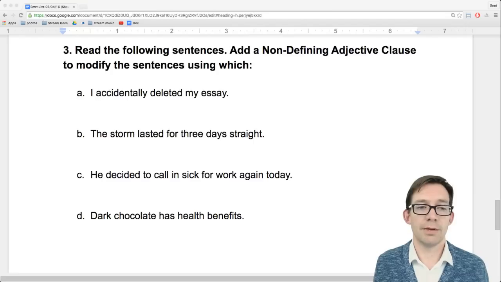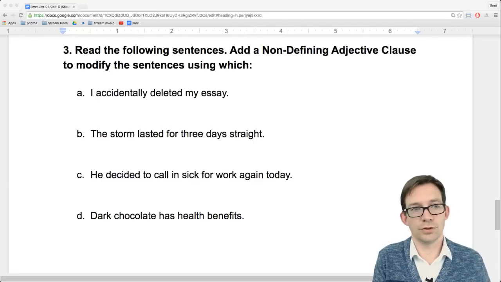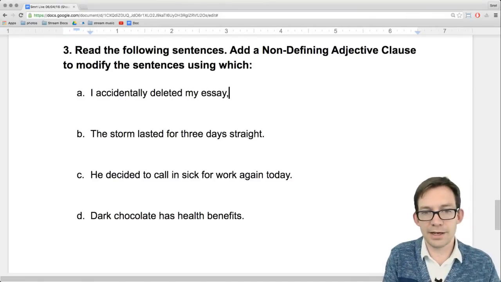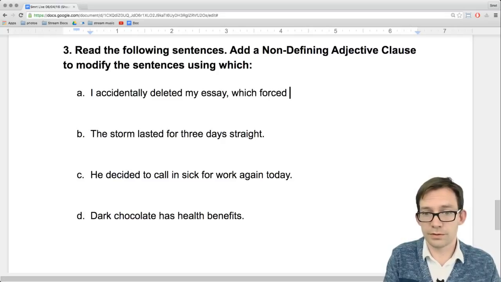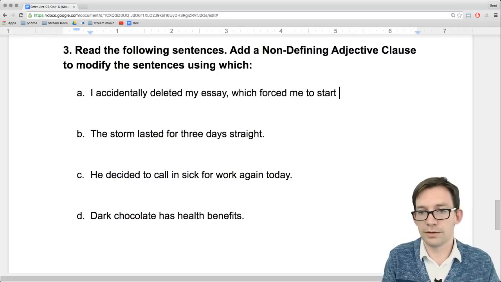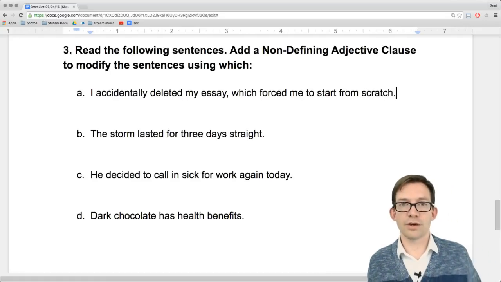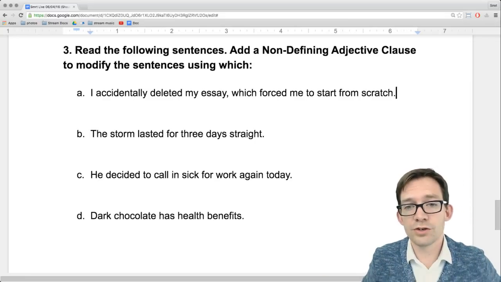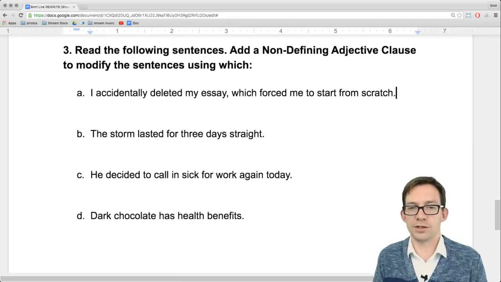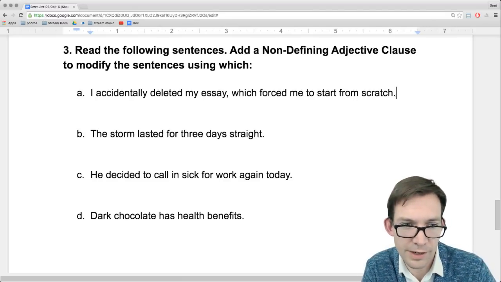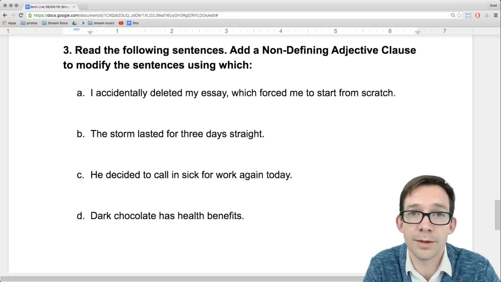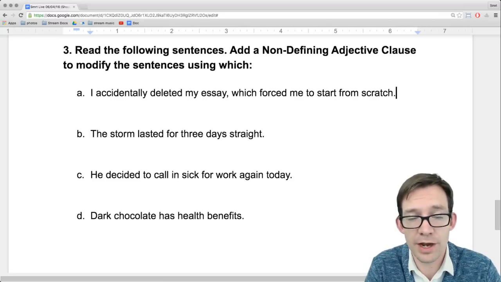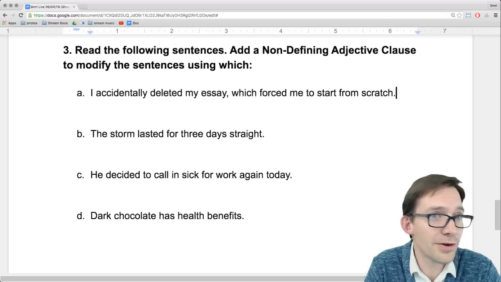So, I accidentally deleted my essay, so what happened? What could I say? I accidentally deleted my essay, which forced me to start from scratch. Okay, start from scratch meaning from the very beginning. So you can get creative, you can do whatever you want, just add some kind of non-defining extra information at the end of the sentence to modify or comment on the whole clause that comes before it, okay? And you can do that for practice through the week. And if you want, you can give me your answers next week when we come back for more class, okay?